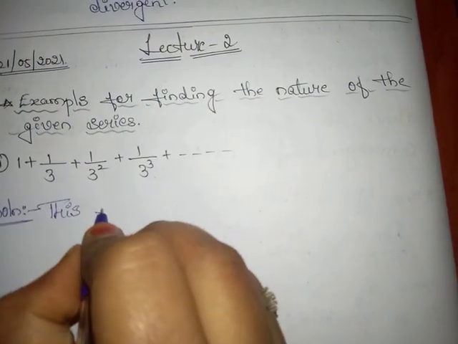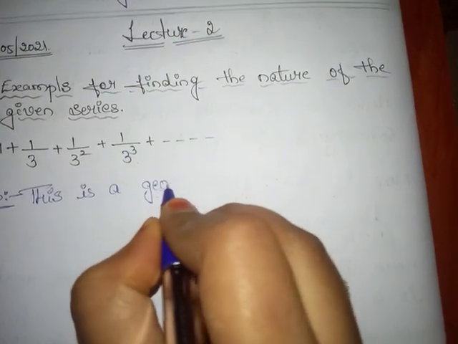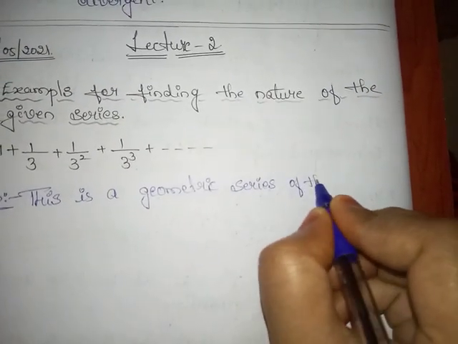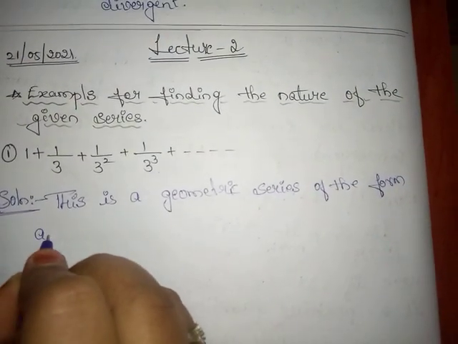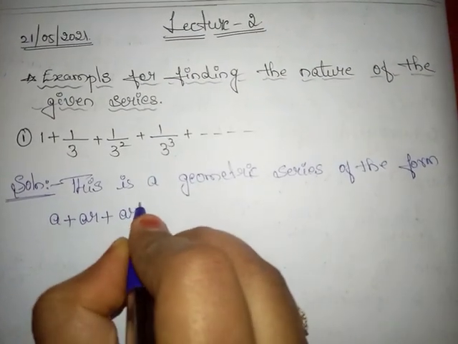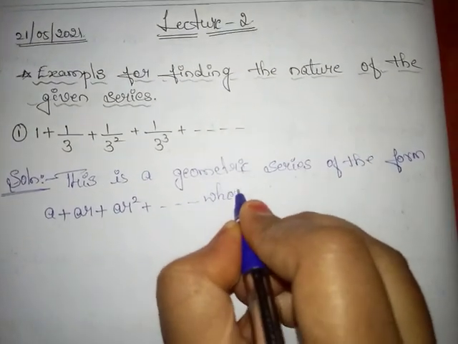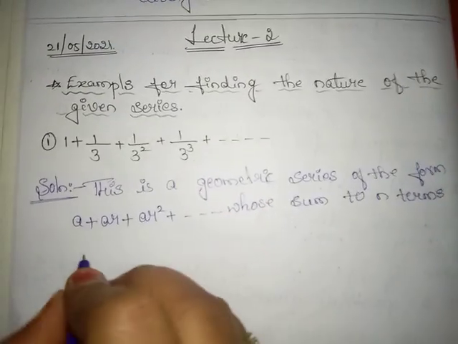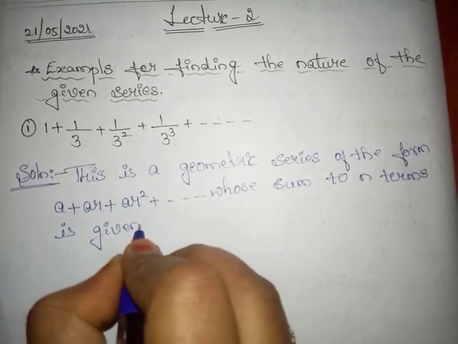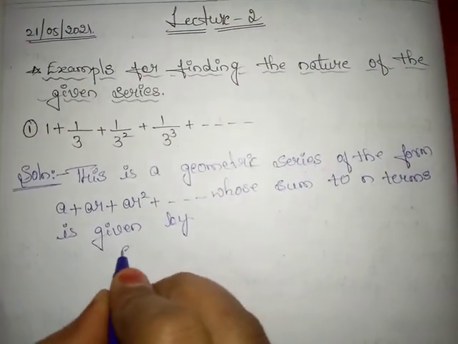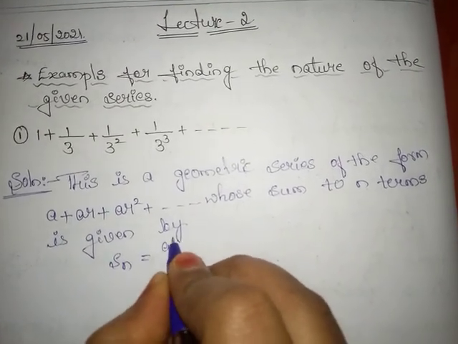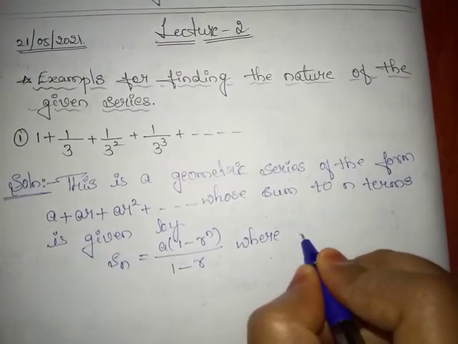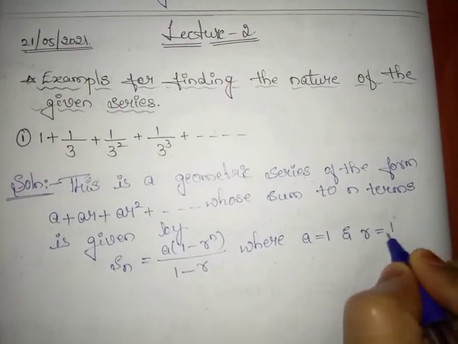This is a geometric series of the form a plus ar plus ar square plus and so on, whose sum to n terms is given by, already we have taken this one, Sn is equal to a into 1 minus r raised to n divided by 1 minus r, where a is equal to 1 and r is equal to 1 by 3.